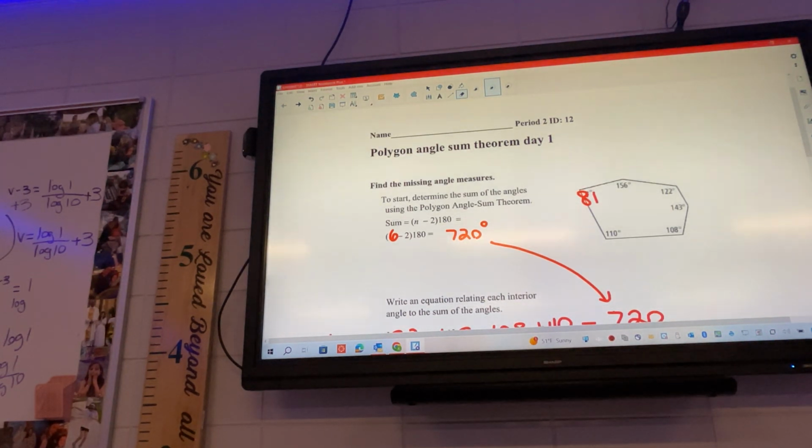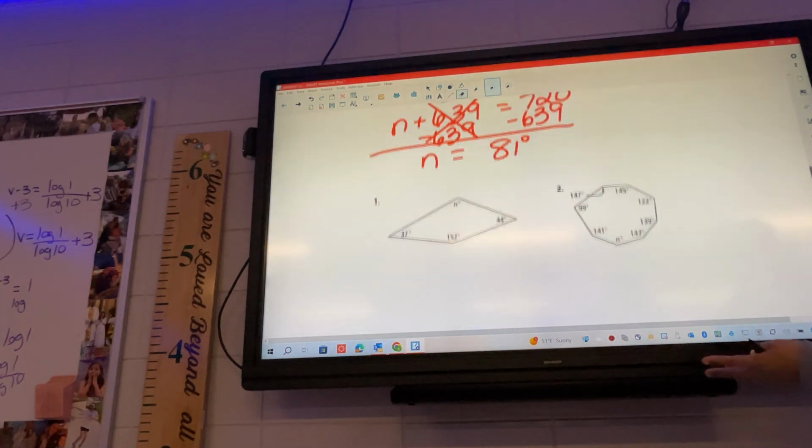How could we check our work to make sure that that is in fact 81? You could add them all up, and what should they equal? 720, okay? So that'd be a way to check your work, and or you could do what I'm gonna show you, the shorter way, twice, okay?